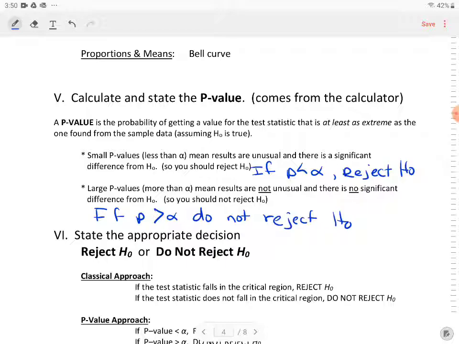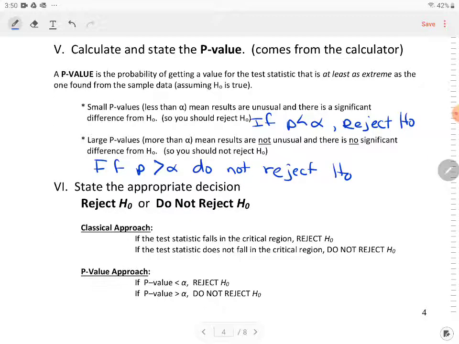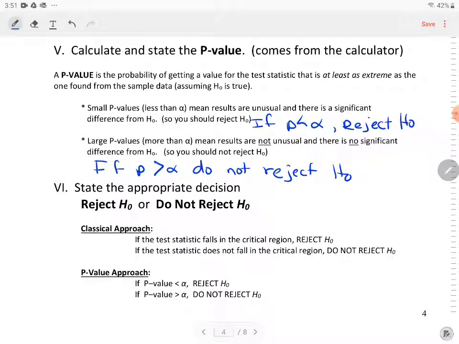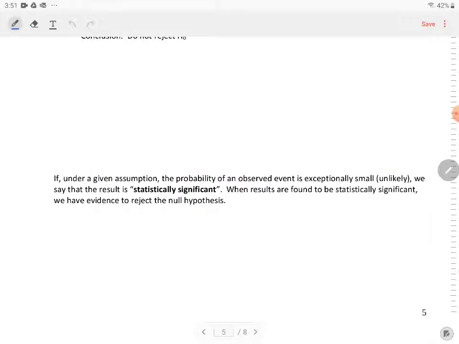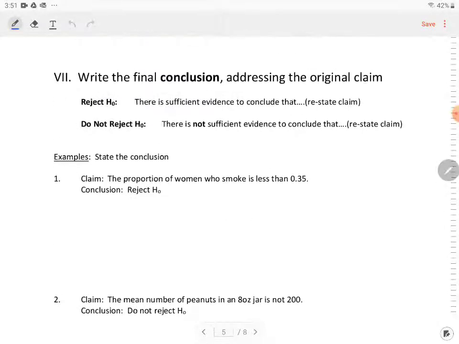So we have the classical approach, which is if the test statistic falls in the critical region, we reject H0. If it does not fall in the critical region, do not reject H0. And then you also have the p-value approach. If p is less than alpha, reject. If p is greater than alpha, we do not reject. So we'll be looking at both ways to decide if we reject or do not reject.